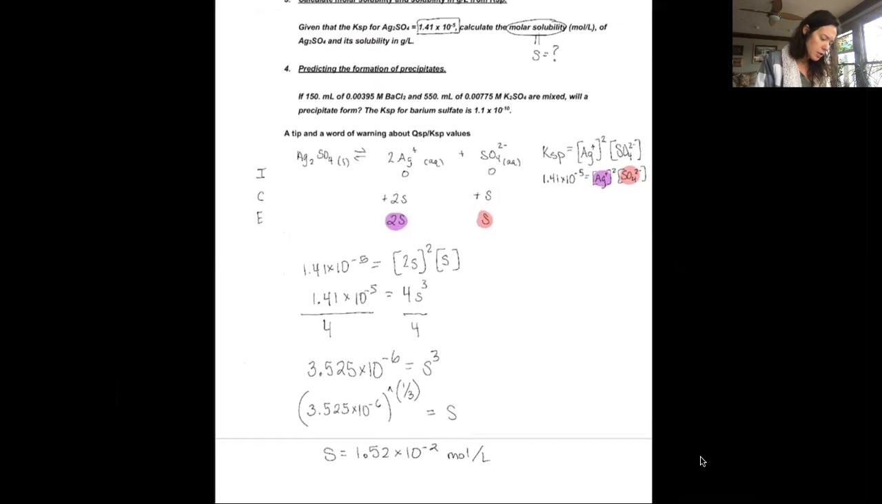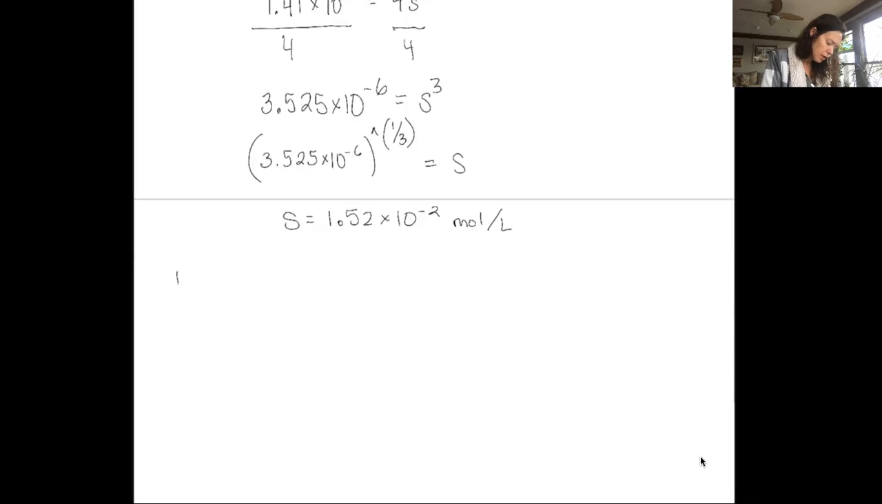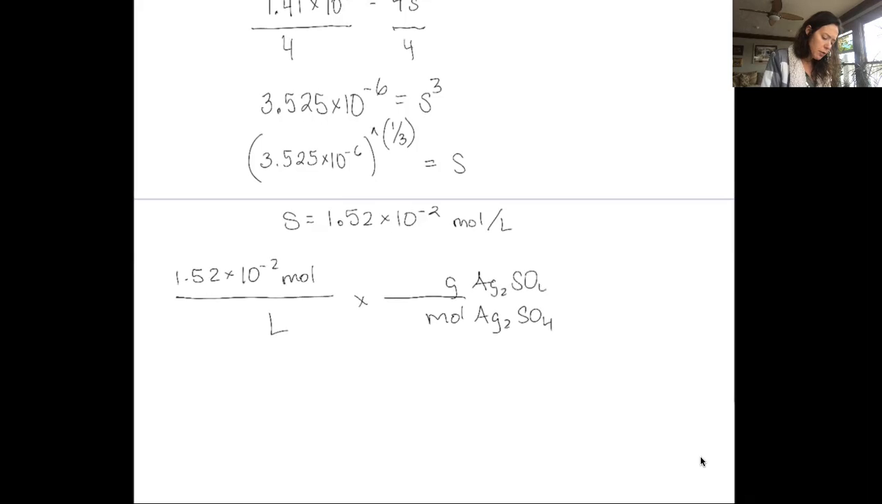They also asked to have it in grams per liter. So if we just go moles per liter, change our moles of silver sulfate to grams of silver sulfate, we will have grams per liter. I actually have the molar mass right here. It is 311.9. And my friends, that gives us 4.75 grams per liter is the solubility.